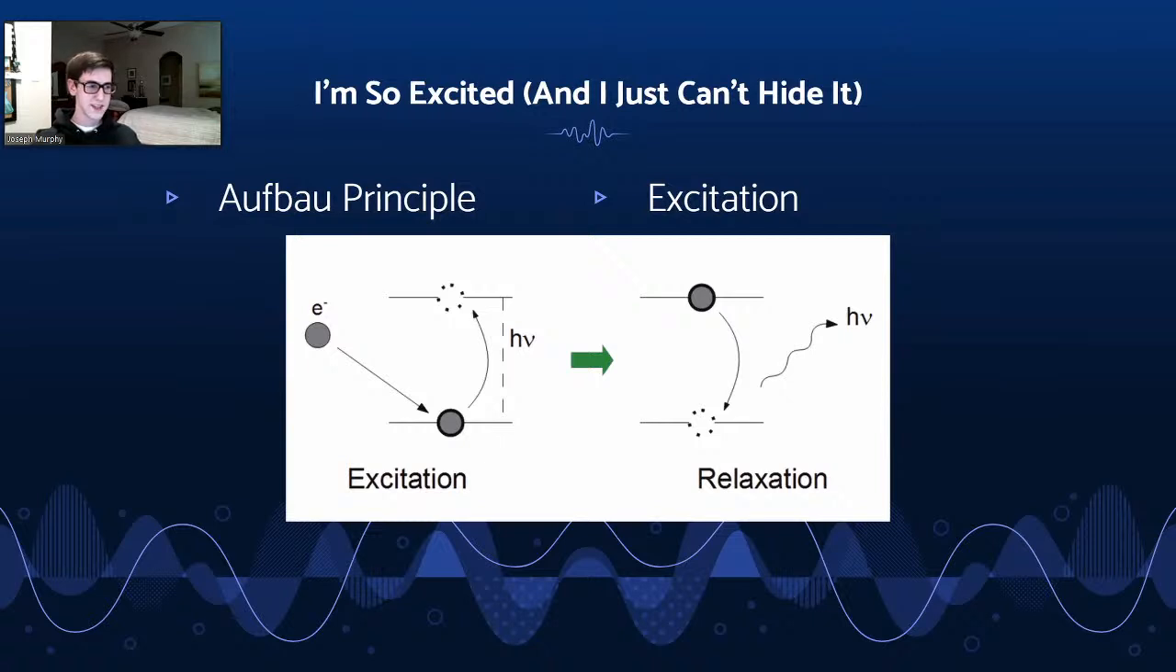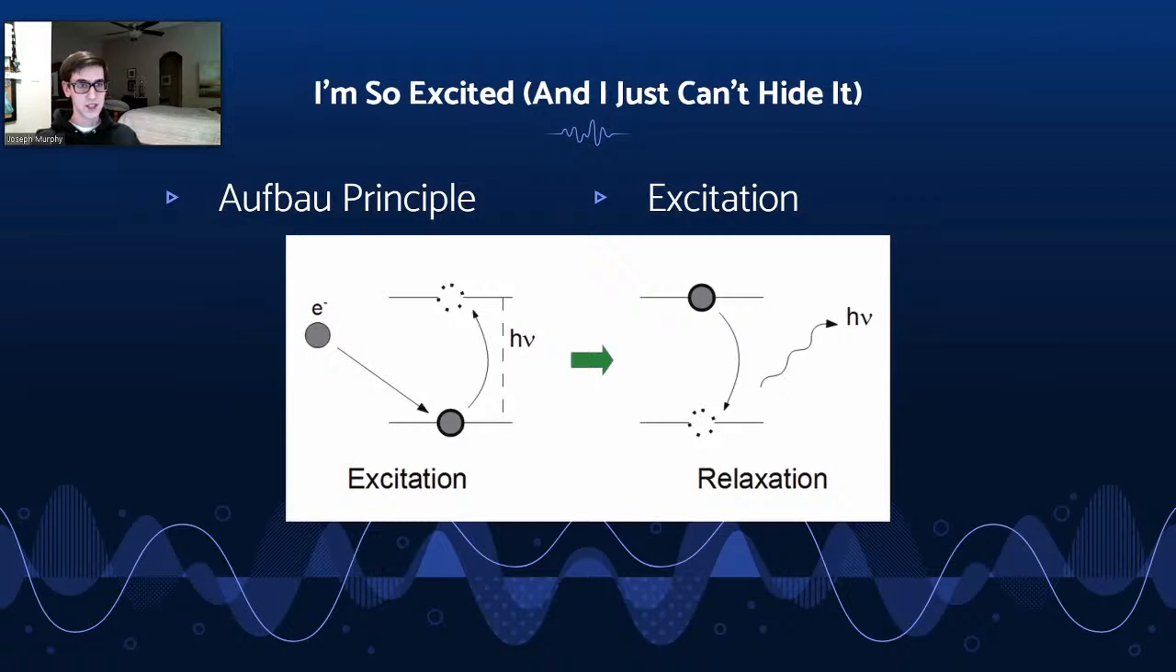So if the photon has just the right amount of energy, it will be absorbed by the electron, and the electron will be promoted to a higher energy level. Since it now has more energy, it goes to a higher energy level. That's why they're called energy levels.